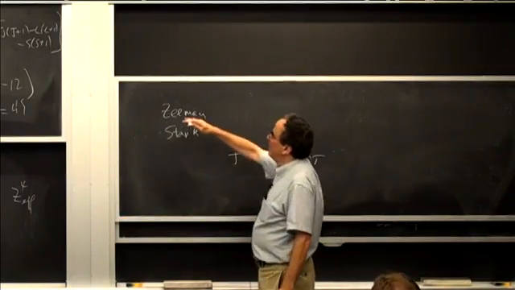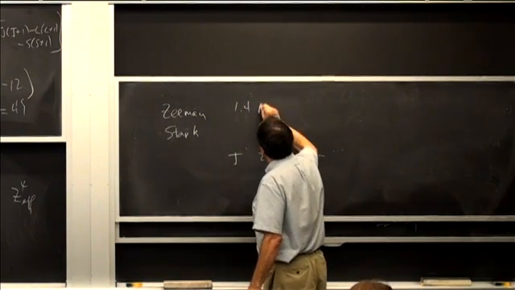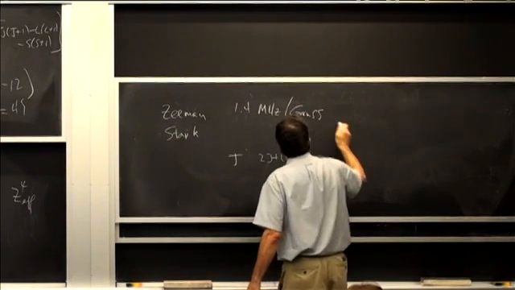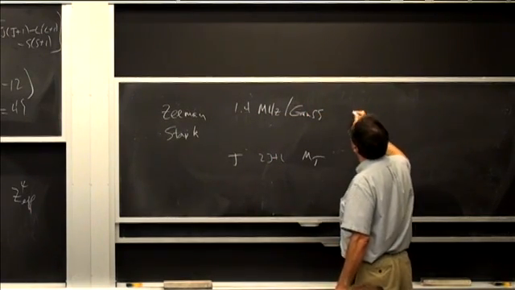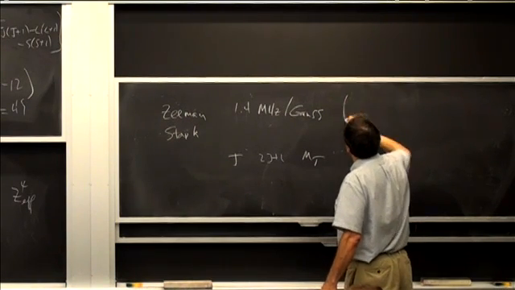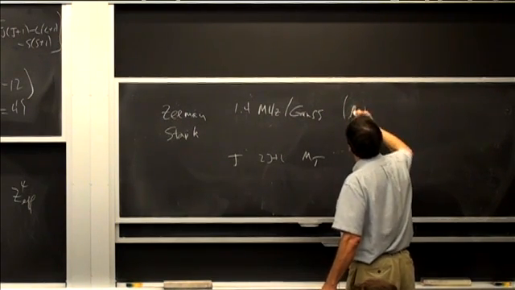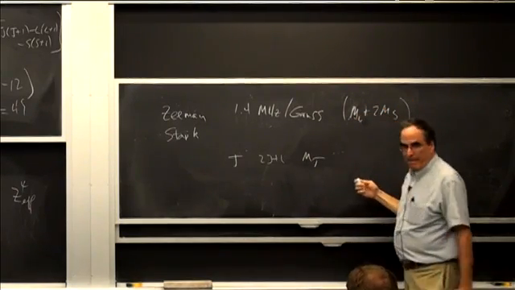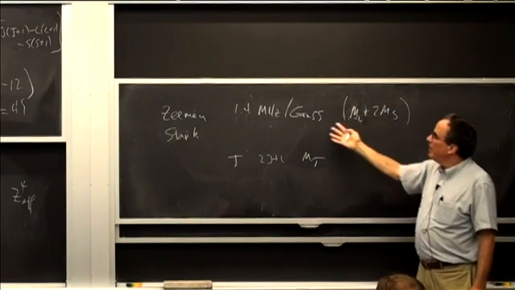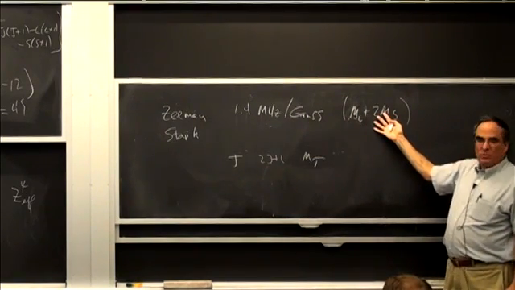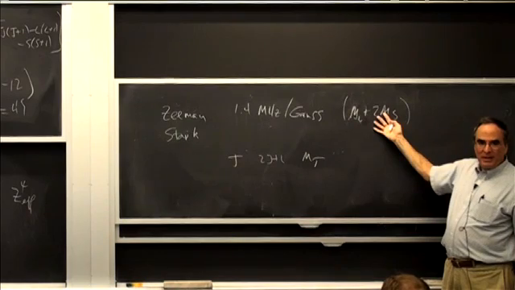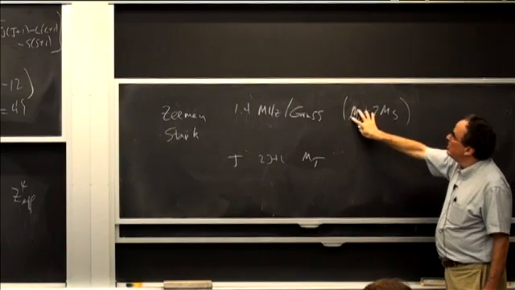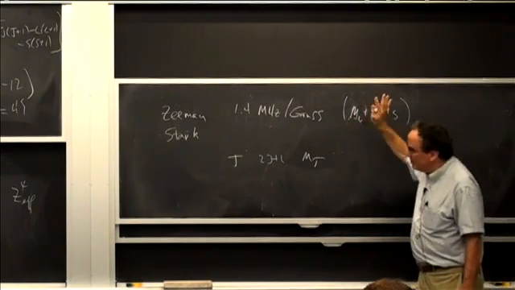But you get 1.4 megahertz per Gauss times, I'm sorry, (m_L + 2m_S). So you can figure out what the Zeeman splittings would be, and sometimes the g values are more complicated than this.